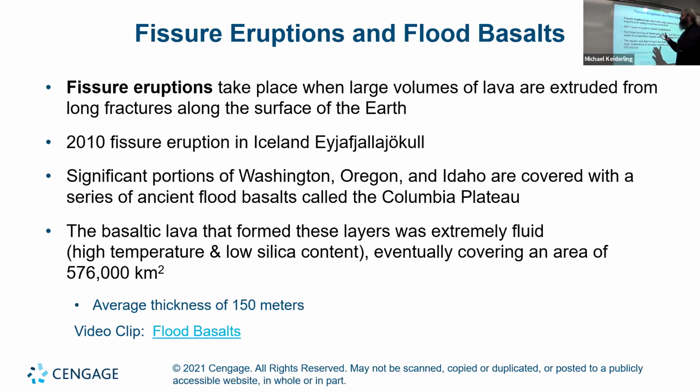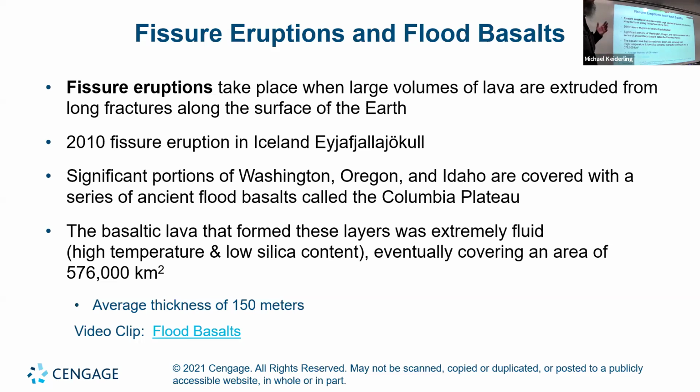Fissure eruptions take place when large volumes of lava come through long fractures along the surface of the earth, and they flood out basaltic lava. In 2010, there was a fissure eruption in Iceland. I'm certain I did not pronounce that name correctly, and it has far too many J's, so I will not attempt to pronounce that Icelandic name again.